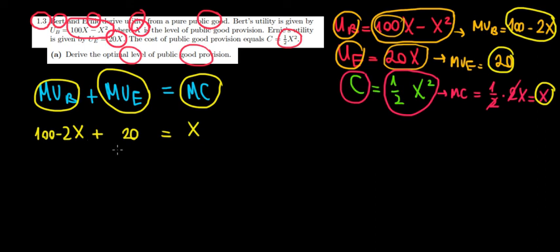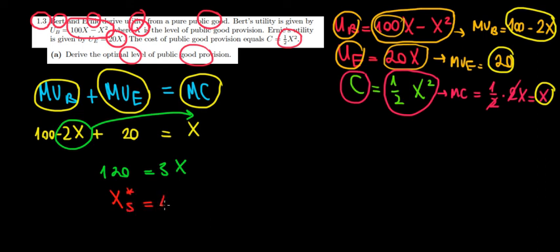So we have 100 plus 20, that's 120, equals x, and we take minus 2x to the other side, becomes plus 2x, so that's 3x. 120 equals 3x. We divide both sides by 3. The optimal level for this society is going to be 120 divided by 3, which is 40. That's going to be the optimal consumption of the public good. Hope this makes sense. We are done.